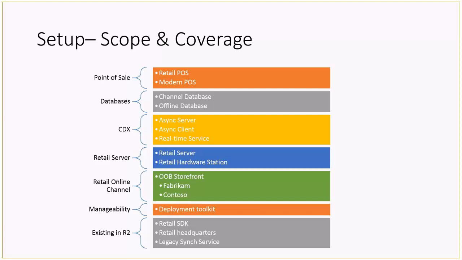The other piece is the retail hardware station. This is an optional component that you may choose to deploy in your store. The benefit of using the hardware station would be to allow you, within the store, to connect peripheral devices to this hardware station so that your modern point of sale client can access it. For each of these components, there will be specific webcasts that will explain more about the typical scenarios covered by each of the components.